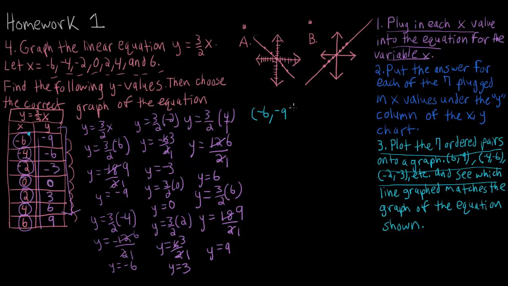So we have negative 6, negative 9, we have negative 4, negative 6, we have negative 2, negative 3, we have 0 and 0, the origin, we have positive 2, positive 3, we have positive 4, positive 6, and we have positive 6 and positive 9.